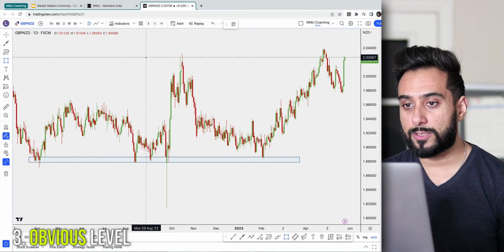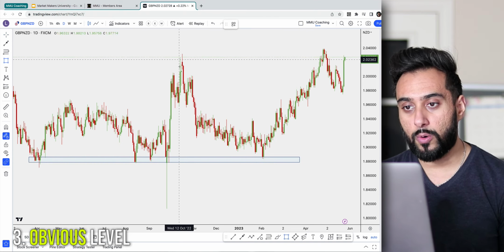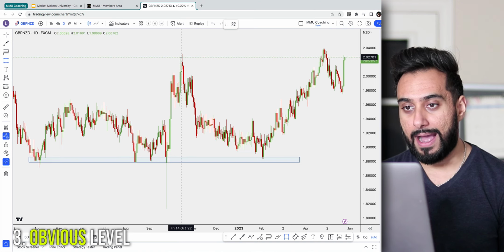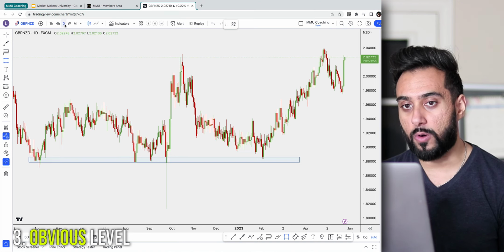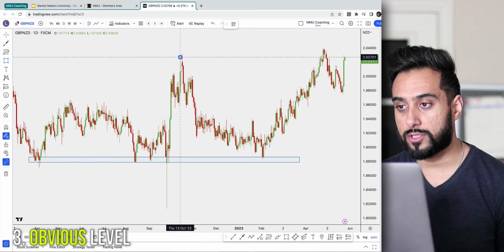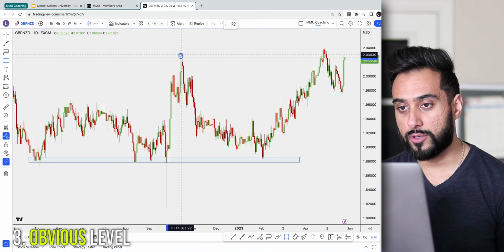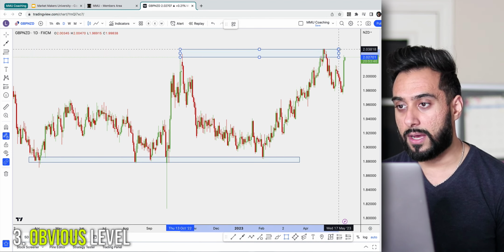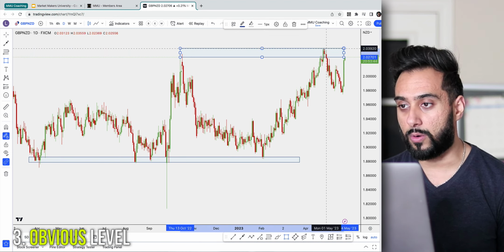And then the next one I see here, I'm going to start this zone at this green wick, at the edge of that wick, because that's the highest point that the price went to on this day. That's where I'm going to start my zone. Obviously, I'm going to capture this top wick over here as well. And I'm going to capture the top of this zone over here as well.